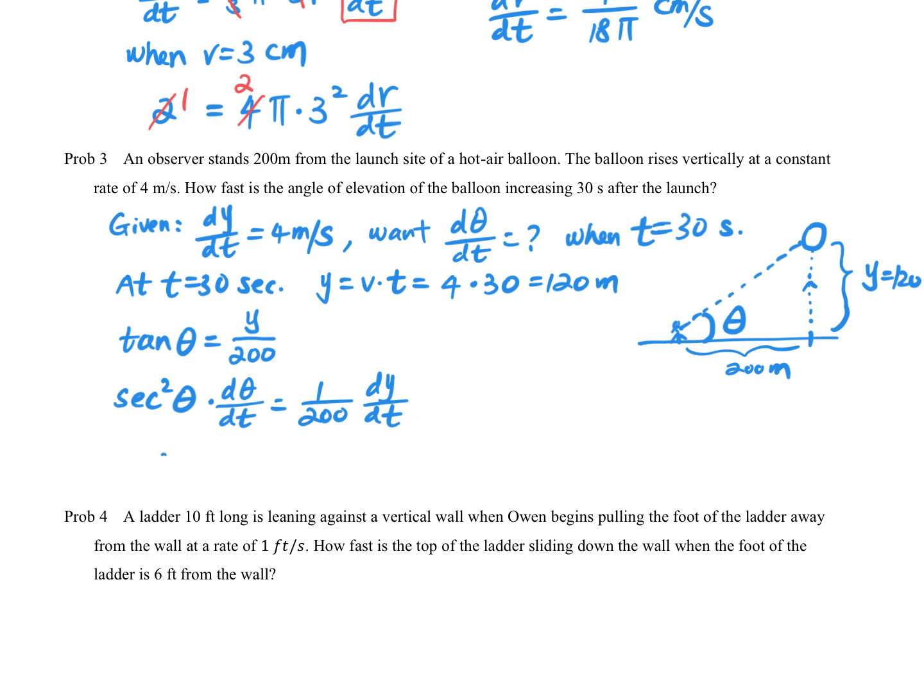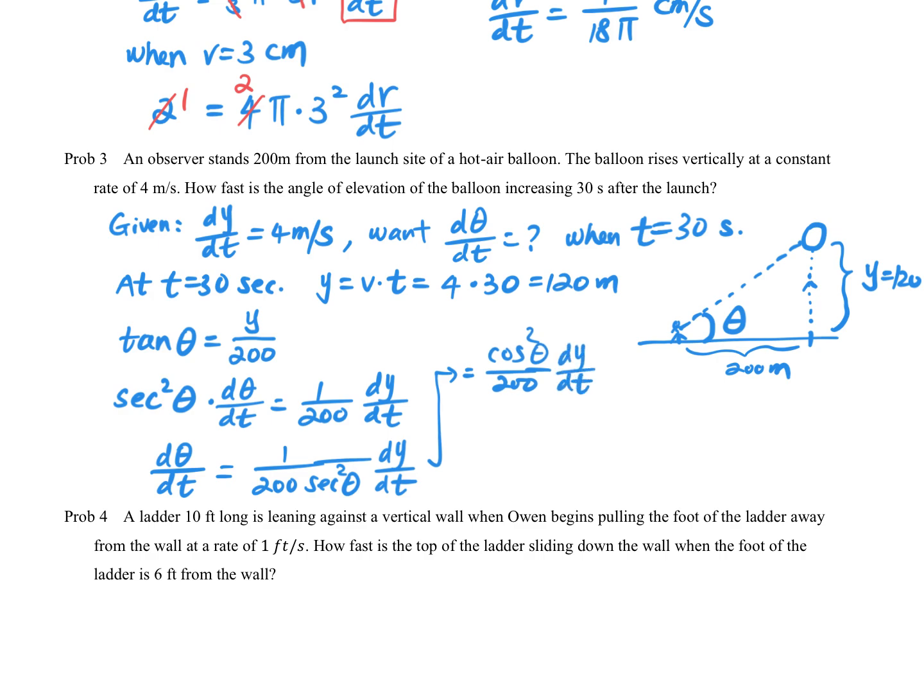Now, when we solve for d theta/dt, we divide both sides by secant theta squared, right? So we have 1 over 200 secant theta squared times dy/dt. By the way, 1 over secant theta squared actually is cosine theta squared. So therefore, this is equal to cosine theta squared over 200 dy/dt. All right, we already know dy/dt, so we just need to figure out cosine theta, right?